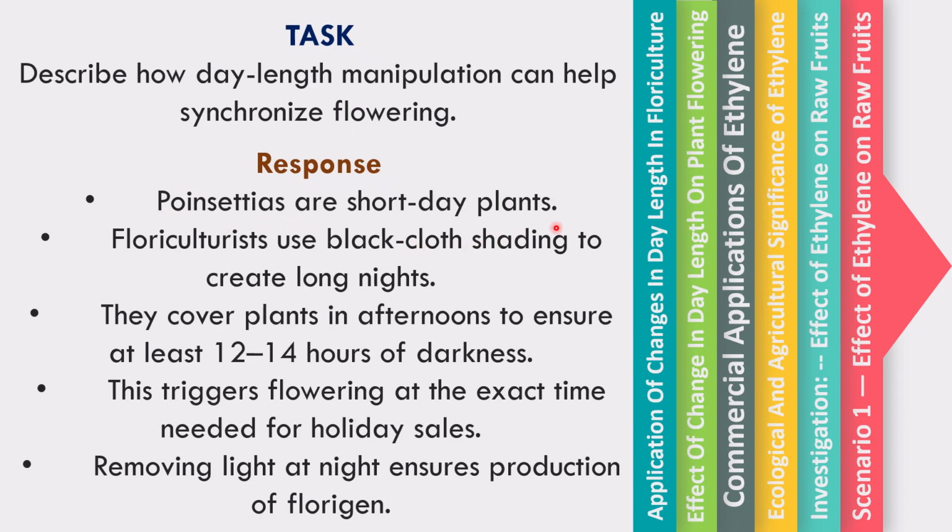Poinsettias are short-day plants. Floriculturists use black cloth shading to create long nights. They cover plants in the afternoon to ensure at least 12 to 14 hours of darkness. This triggers flowering at the exact time needed for holiday sales. Removing light at night ensures production of florigen.